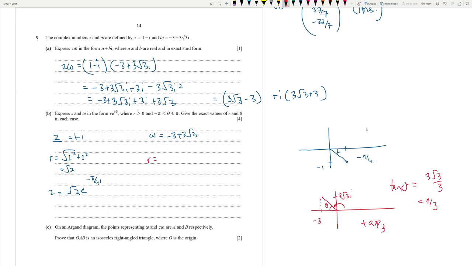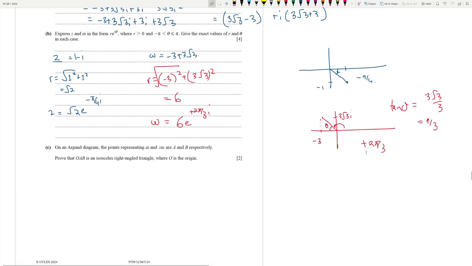And what about r? r is equal to the square root of minus 3 squared plus 3 root 3 squared. The square root of 3 squared plus 3 root 3 whole squared. It's 6. So omega is actually 6 e to the power of 2 pi by 3 i.